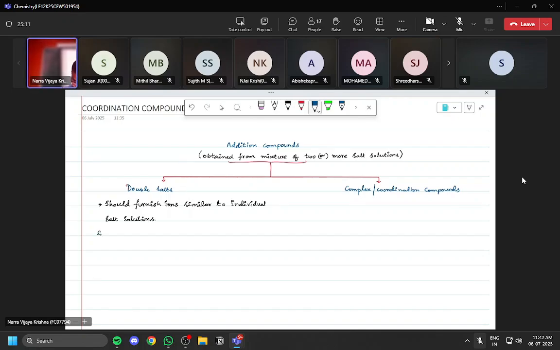Example: KCl aqueous mixed with MgCl2 aqueous. This on crystallization gives KCl·MgCl2·6H2O crystals. This ore, or this mineral, is called carnallite.